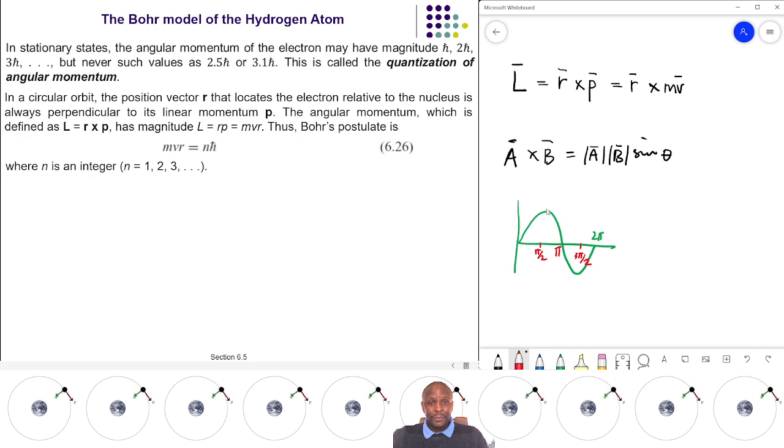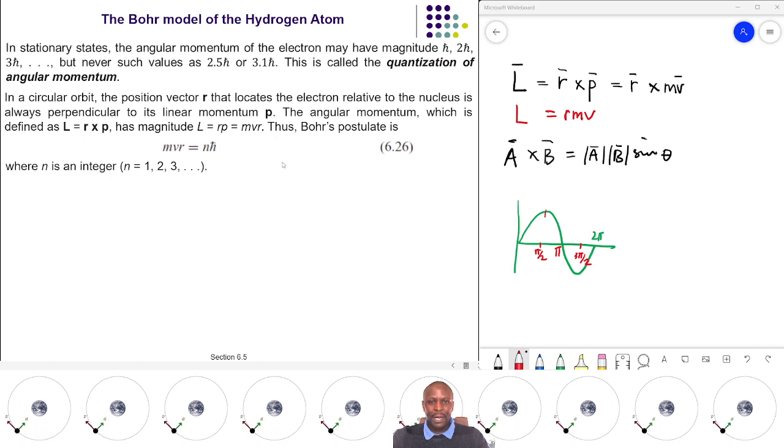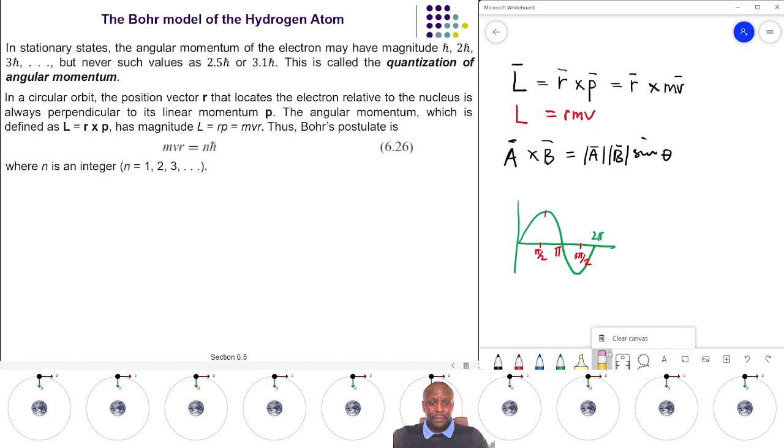So now if this vector is perpendicular to this vector, it means it's got 90 degrees, and the sine of 90 is just 1. Now, as a result, I hope you can agree with me that I can write the magnitude of the angular momentum L, the L without a vector sign because it's just the magnitude, as r mv. So this is what you are seeing here, that the angular momentum is given by that equation over there, right?